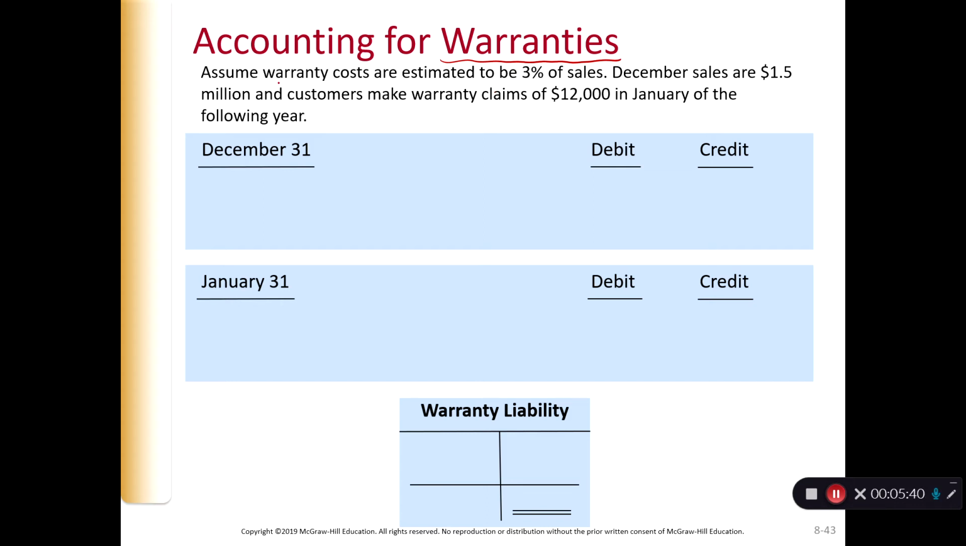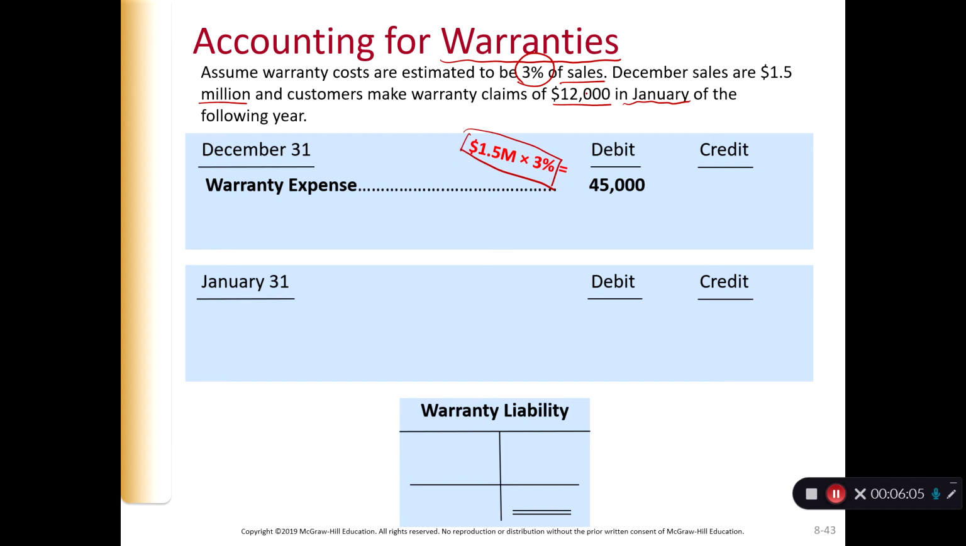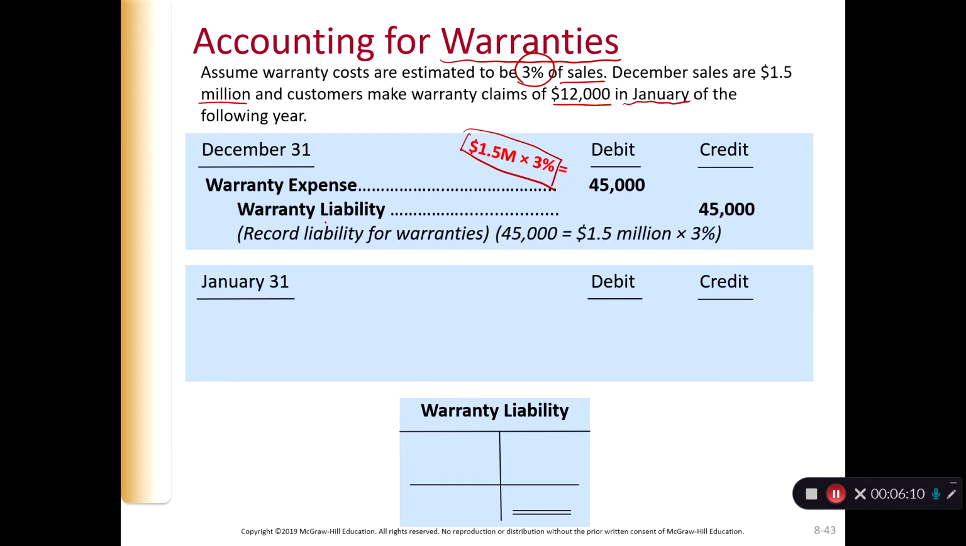So assume that warranty costs are estimated at about 3% of the sales all the time. The December sales is $1.5 million, and customers make warranty claims of about $12,000 in January of the following year. So what will we do at the year end? First of all, we want to recognize warranty expenses based on our estimation of 1.5 million multiplied by 3%, which is $45,000, and we credit warranty liability.